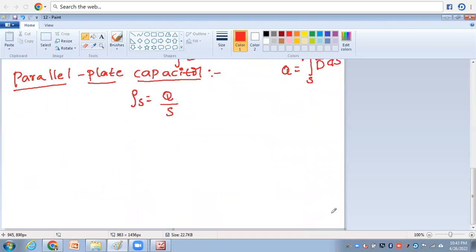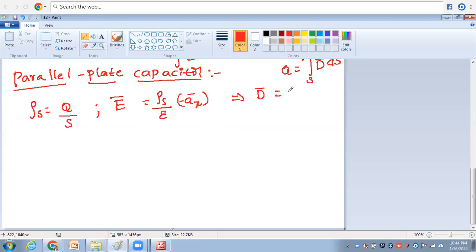Already we solved one equation in electric field intensity for continuous charge distributions. There is the expression E bar equal to rho s by epsilon, with the direction minus ax bar. I have already discussed this in the previous lectures. If I write only D bar, D bar equals epsilon E bar. Another expression is D bar equal to minus rho s ax bar.